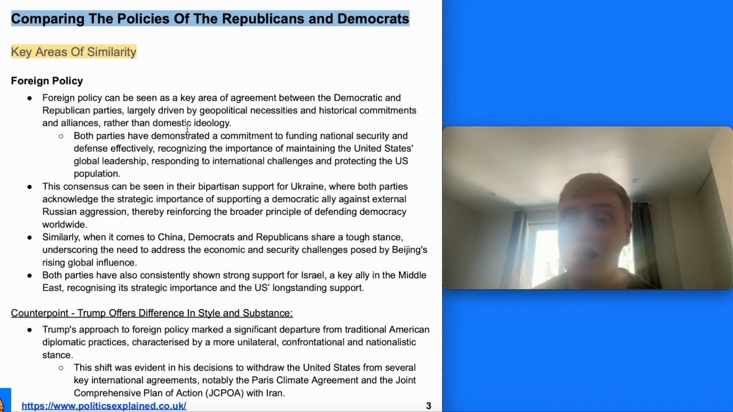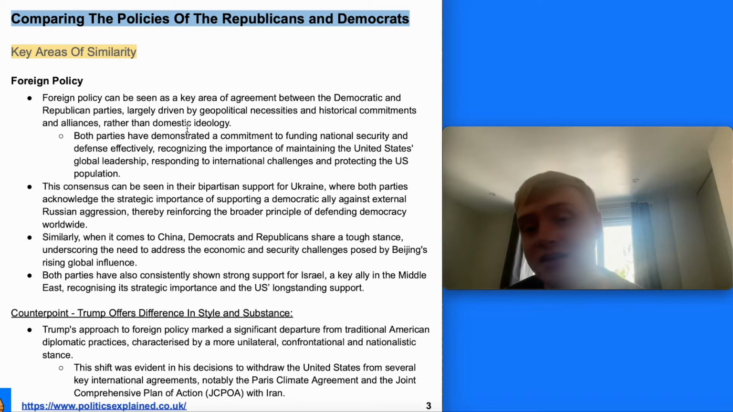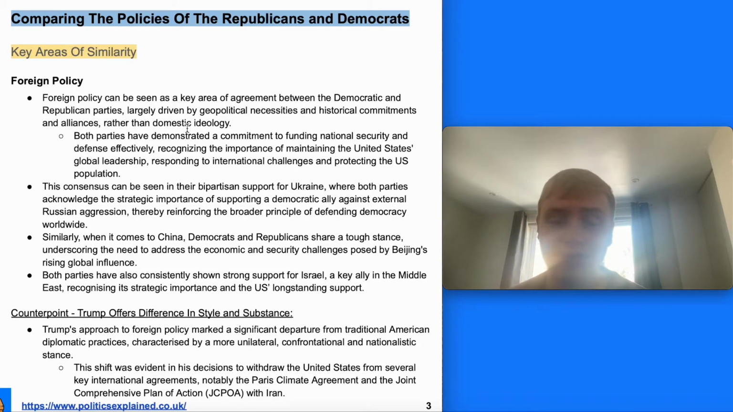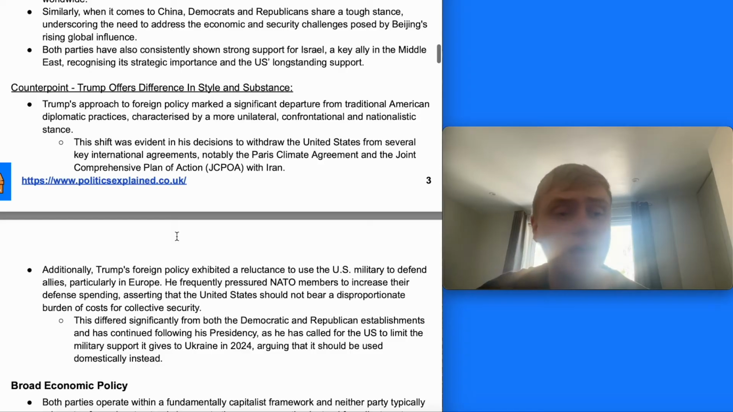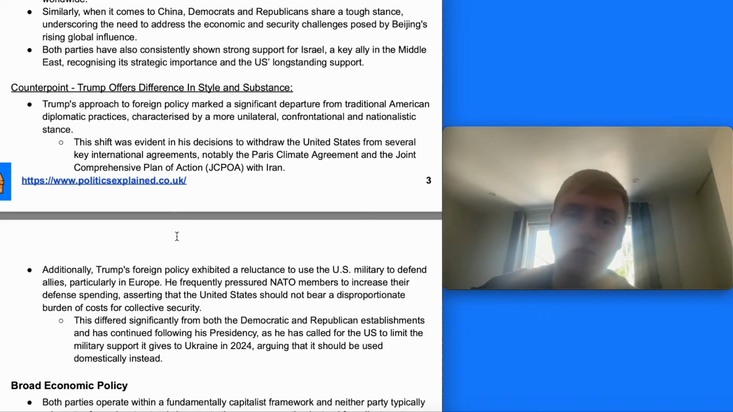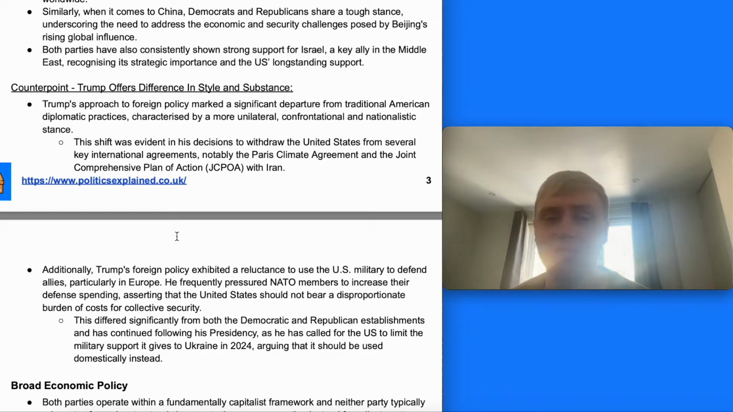So that was actually one where Trump kind of went first, and the Democrats fell behind, and now Biden is supporting very similar policies. Both parties have also consistently shown strong support for Israel, recognizing its strategic importance and the US's long-standing support. On the other hand, as a quick counterpoint, Trump is very different in terms of style and in some areas in substance.